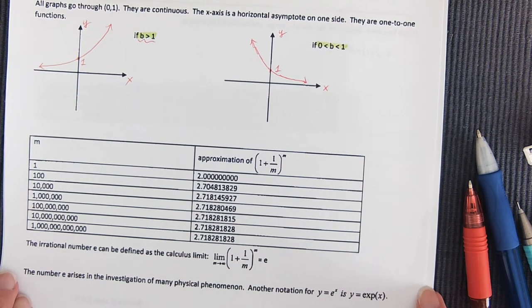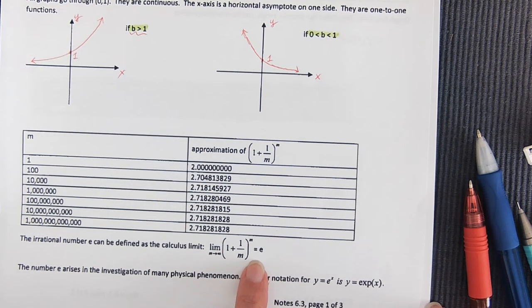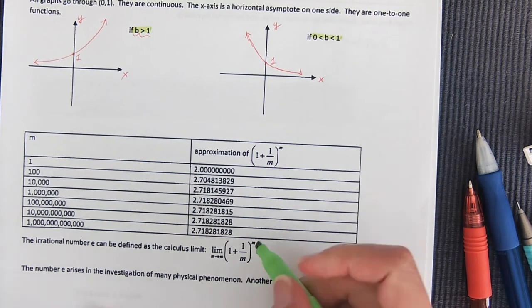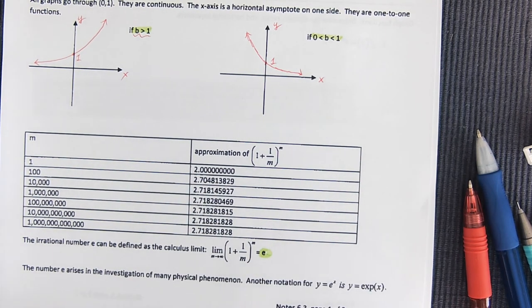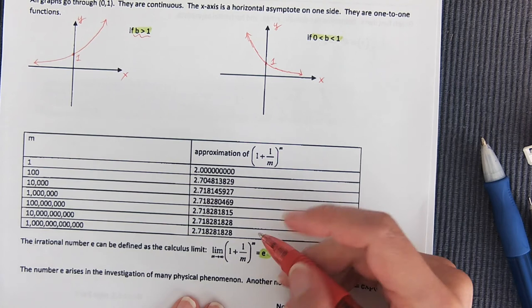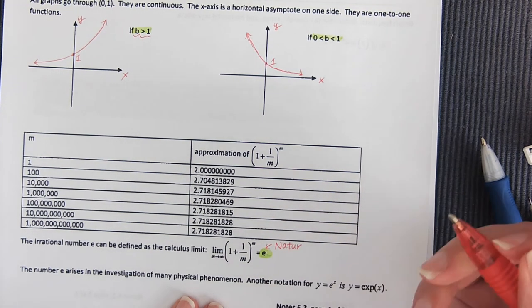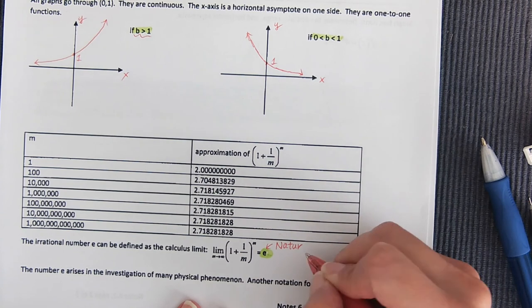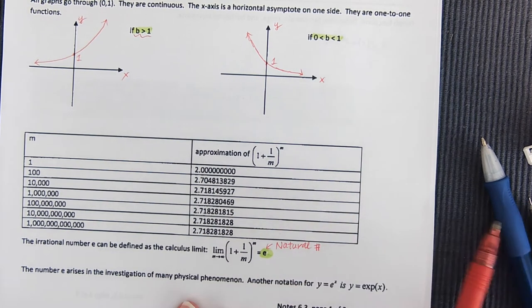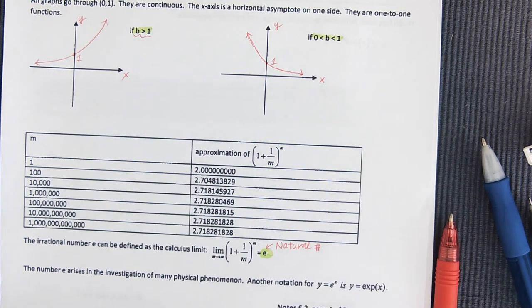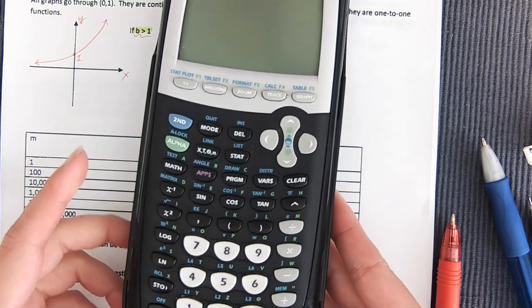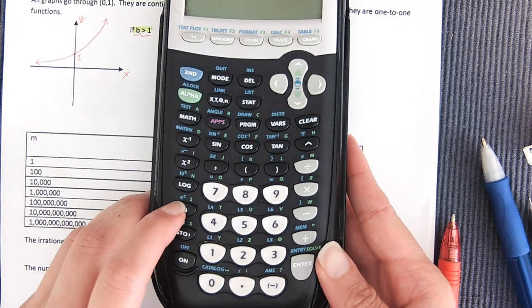Have you ever heard of the number E? E is called, isn't it, the exponential function? It's the natural number. When you have a calculator, did you see the calculator has an E number? E.